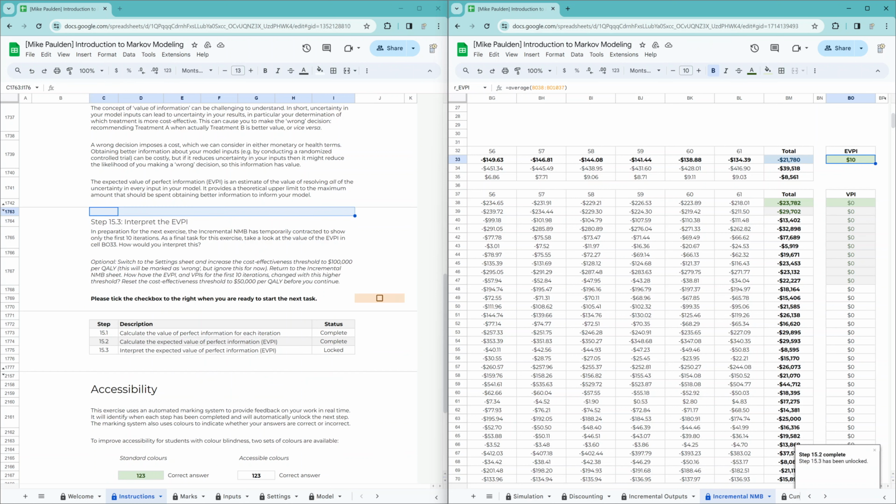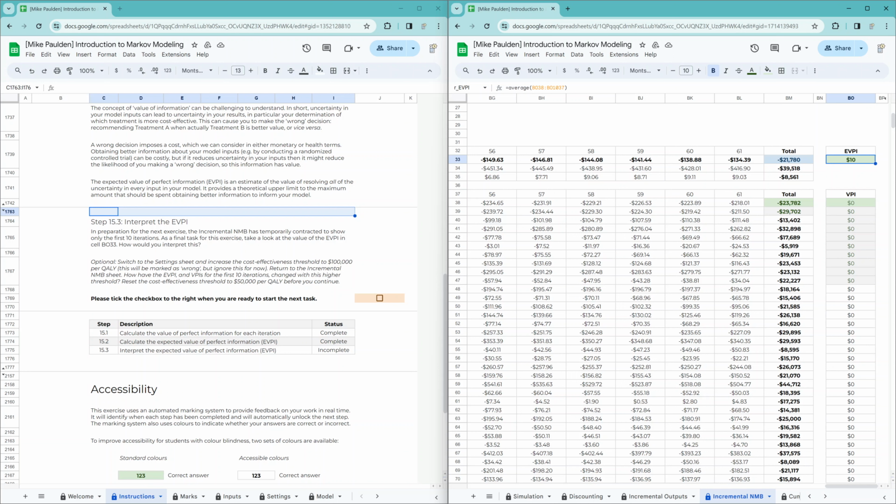So there is very little value right now, given the parameters and settings in our model, very little value in getting perfect information. There's a very small chance that treatment B is cost effective. And so if there were a trial, hypothetically, that could get us perfect information about all the parameters in our model, which of course doesn't happen in reality, but imagine that there was, well, then it would be worth $10 to us for this decision.